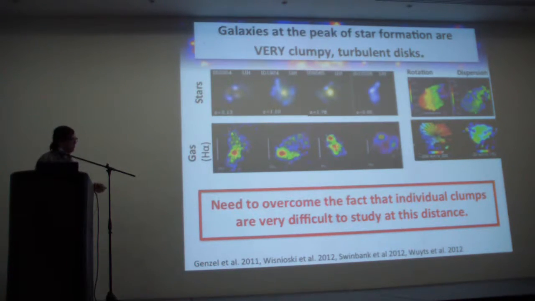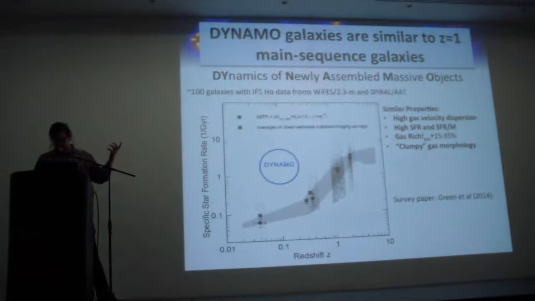But of course this gives us a problem, because resolving the individual star forming regions, the clumps themselves, is very difficult at this distance. So we need to come up with ways to get around this. And that's what DYNAMO is. Like I said, it's a sample of galaxies that are closely matched in properties. We originally selected it from the Sloan Digital Sky Survey. We just selected the brightest H-alpha emitting galaxies that were not AGNs.